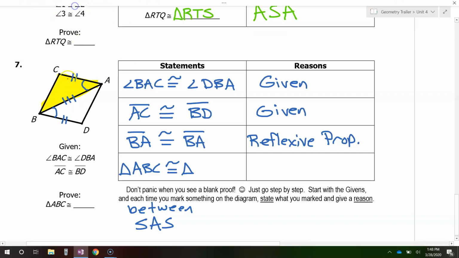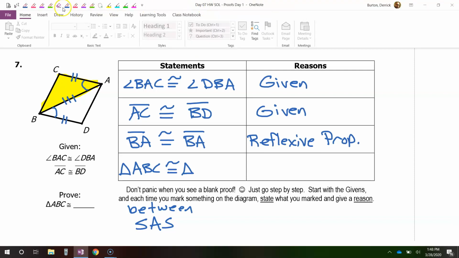If you have any trouble seeing that, try this. Trace the two sides that you have marked. Wherever they touch, that's the angle that's between the sides. And you can see that they meet right here at angle A. And angle A is the angle that we have marked congruent. So the angle is between the two sides. So it makes sense that we should be able to use side angle side for the reason.